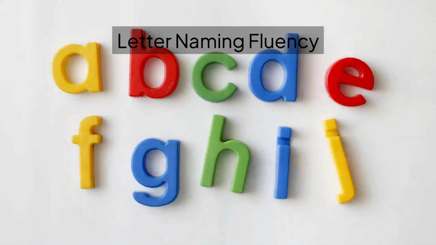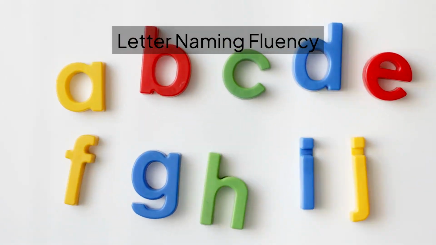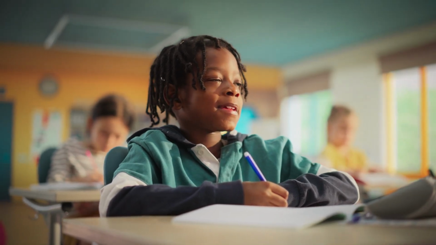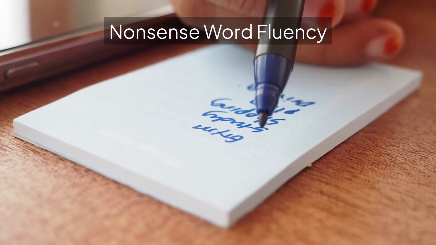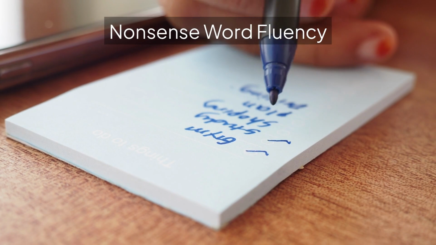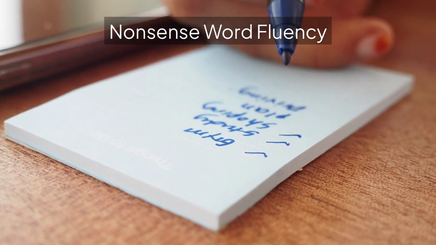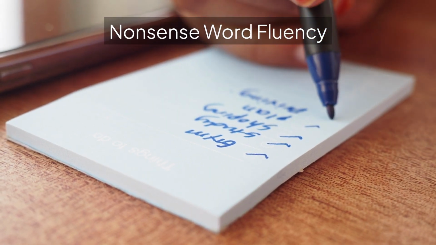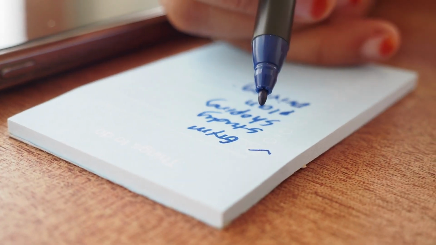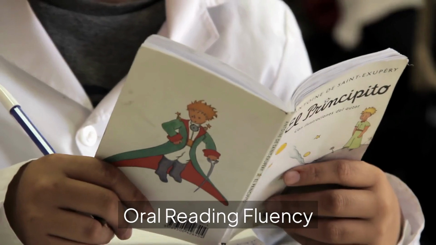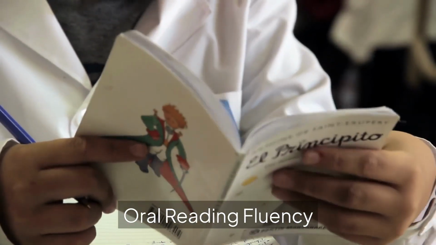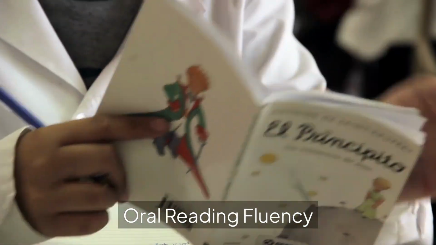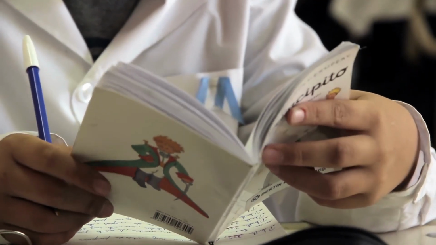This measures how accurately and automatically a student can name the letters of the alphabet, which in turn gives us insight into a student's rapid naming ability. Then we have nonsense word fluency, the NWF, which measures a student's basic decoding skills by asking them to blend the sounds in made-up words. We also have oral reading fluency, ORF. This measures how accurately and automatically a student can read connected text aloud.